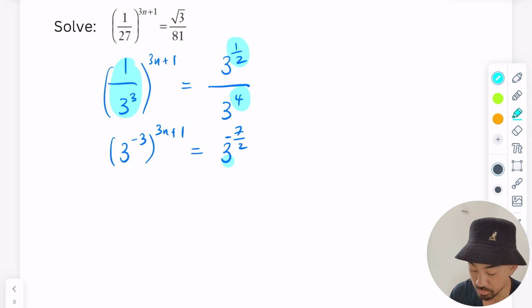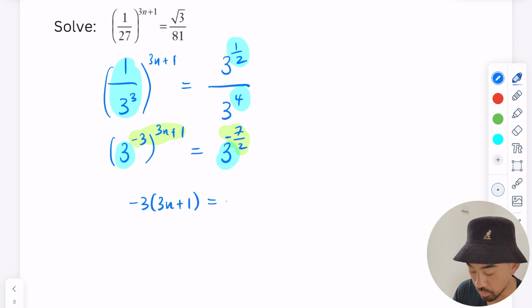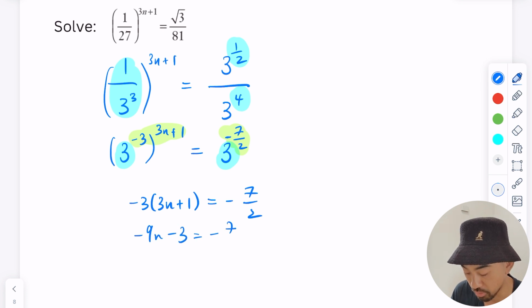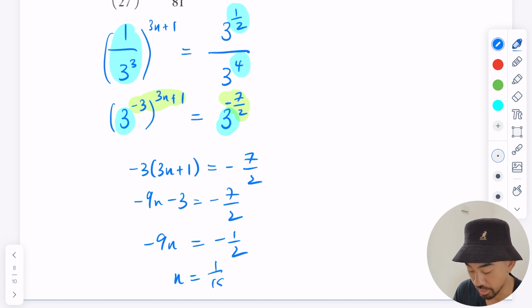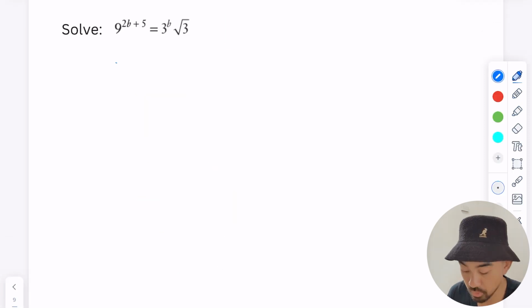Now you can see the bases are the same. So I've got 3 here, and I've got 3 here. So I can make these equivalent. So minus 3 bracket 3n plus 1 is equal to minus 7 on 2. Expand both sides out, so minus 9n minus 3 is equal to minus 7 on 2. Plus 3 to both sides. Minus 9n equals minus a half, so get rid of the negative, so n is equal to 1 on 18. And then you're done.